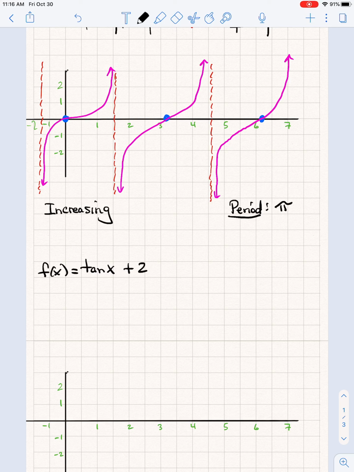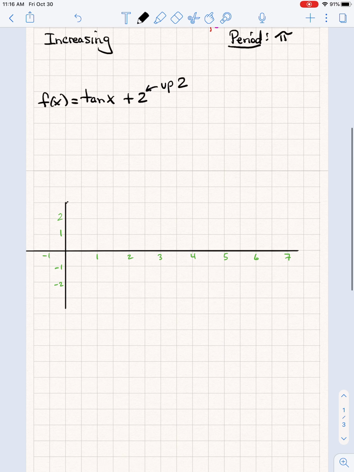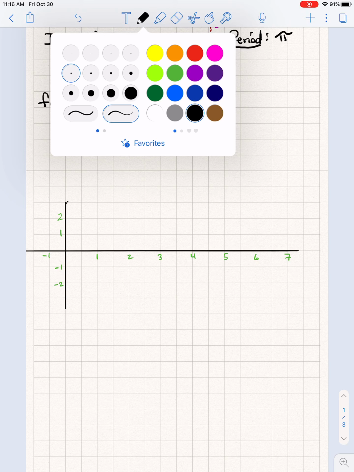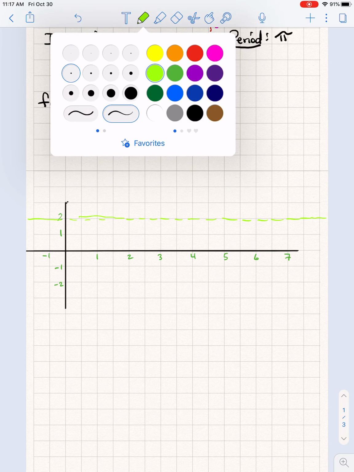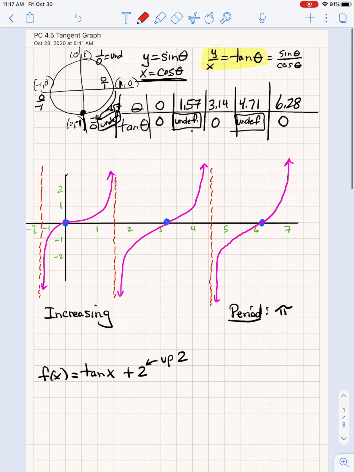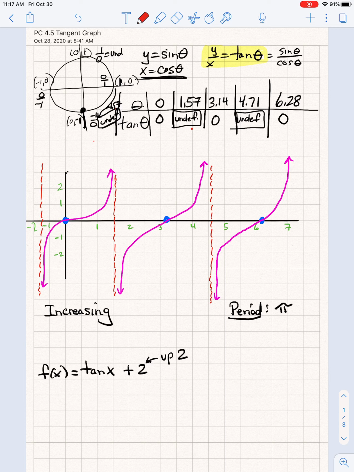All right, let's go with this next example: f of x equals tan x plus 2. As we did before, the plus 2 tells us to go up 2. So I'm going to move our midline up 2. I'll try this in green. We're just sliding that x-axis up. From there, we should have the same asymptotes as before: negative pi over 2, so negative 1.57, positive 1.57, and 4.71.